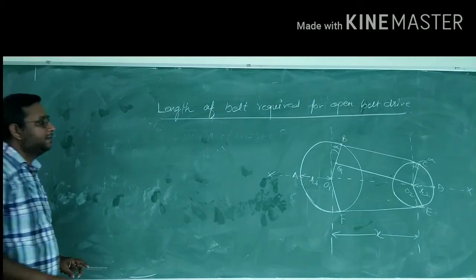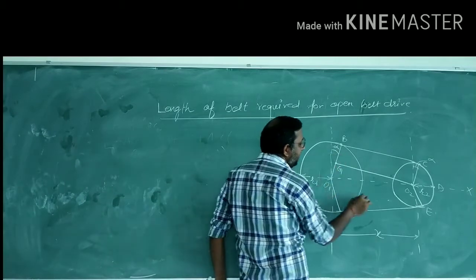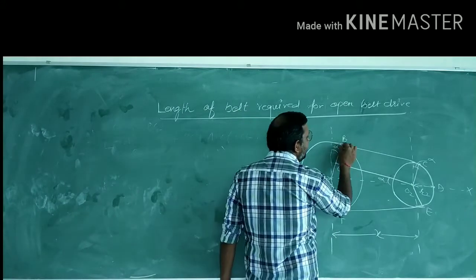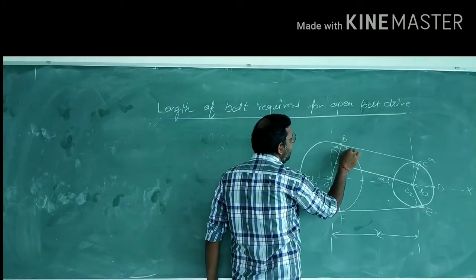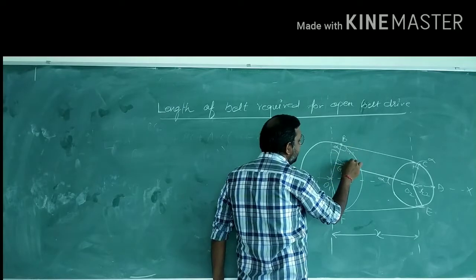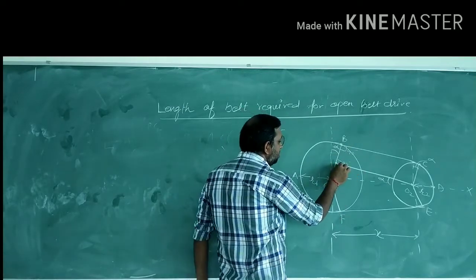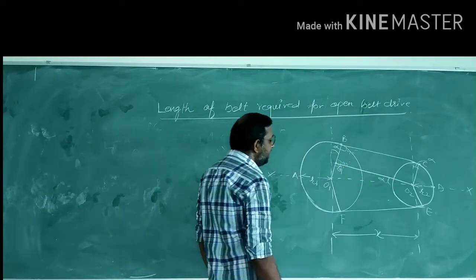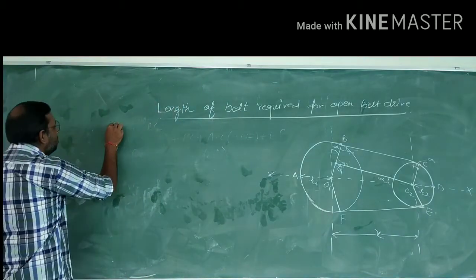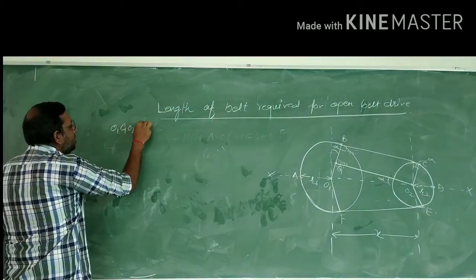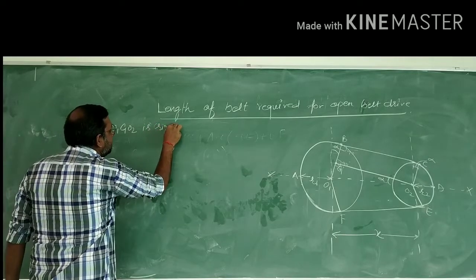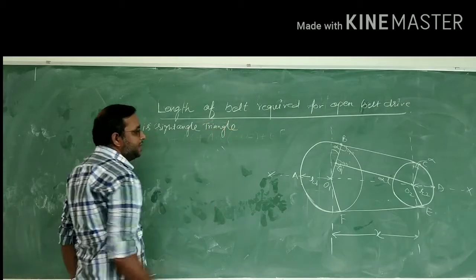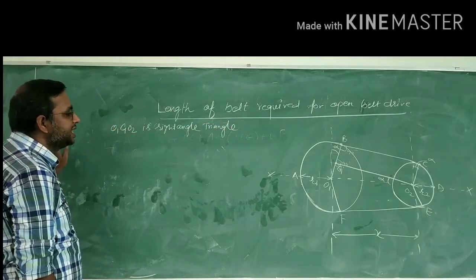Now initially, from the diagram, if this is alpha, then this would be alpha from the geometry. Since BC is tangent to this point, this angle would be 90. So this angle would be 90. Okay. So this also is 90 and will create a right angle triangle. Means O1GO2 is a right angle triangle.